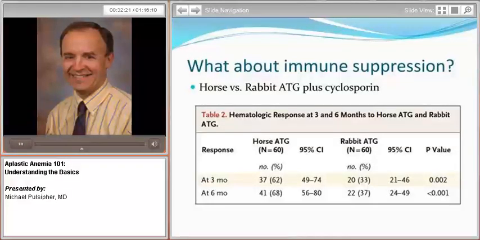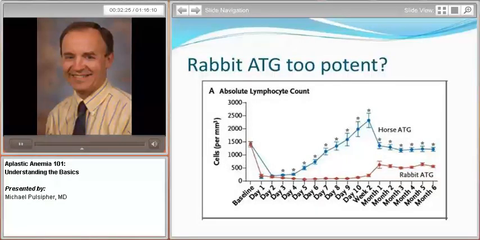Now, why is horse better? It's hard to say for sure. This next slide illustrates that patients get lymphocyte counts improving very rapidly. The blue line shows that even within a few days, patients are improving their counts, meaning that the rabbit ATG is just much more intense and really knocks your lymphocyte counts down.